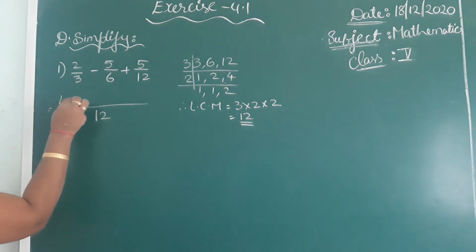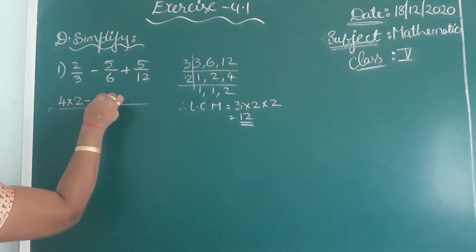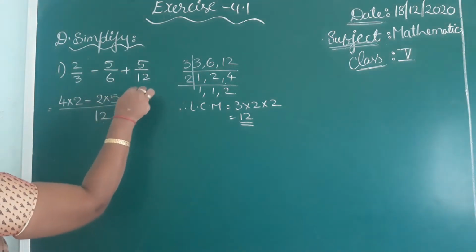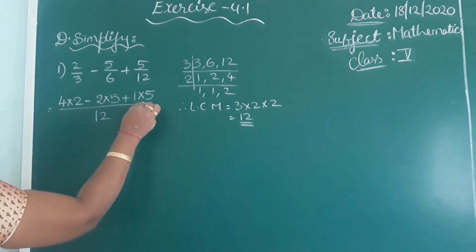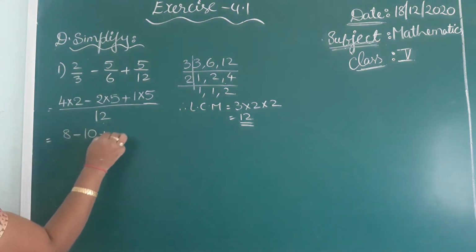4 into that numerator 2, minus 12 divided by 6 is 2 times, 2 into that numerator 5, and 12 divided by 12 is 1 time, 1 into numerator 5. 4 twos are 8 minus 2 fives are 10 plus 5 by 12.